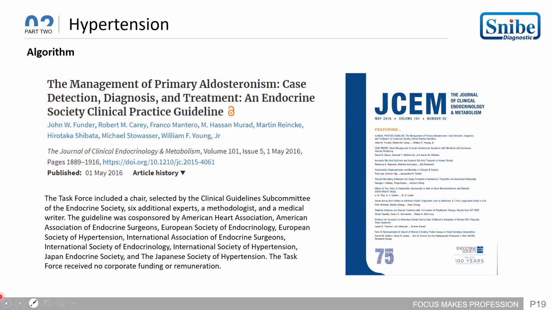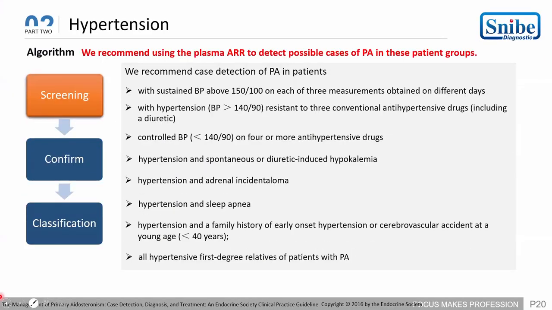Another is the management of primary aldosteronism: case detection, diagnosis, and treatment according to the Endocrine Society Clinical Practice Guidelines, from the Journal of Clinical Endocrinology and Metabolism. So if we talk about the algorithm, we recommend using the plasma ARR to detect possible cases of PA in these patient groups. We recommend case detection of PA in patients with sustained blood pressure above 150 over 100 on each of three measurements obtained on different days.